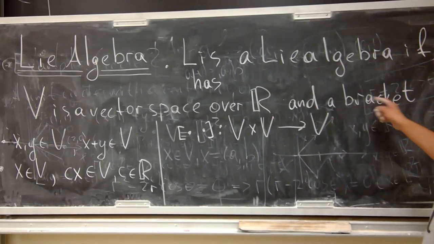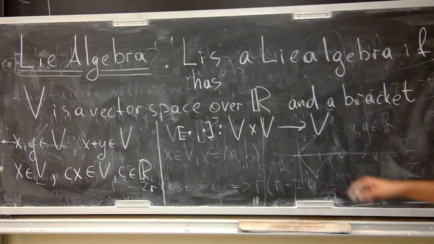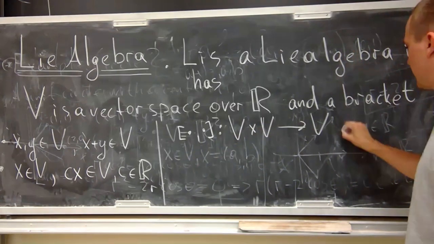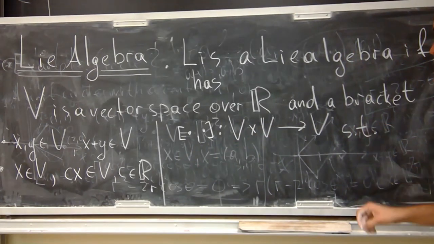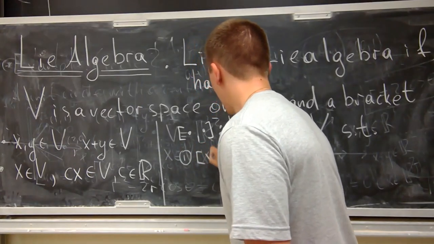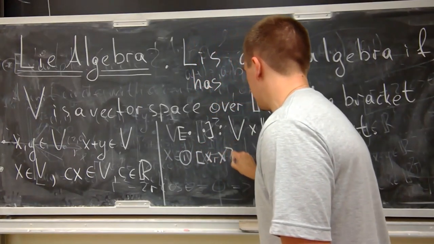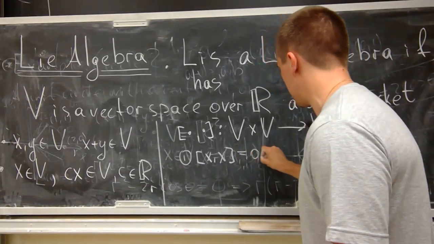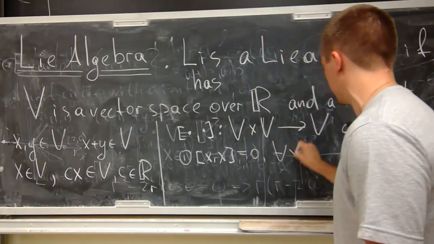But for this bracket, in other words, the bracket is just multiplication. But we use a bracket because we require some specific axioms for it. The first axiom: if you take an element and multiply it with itself, or find the bracket [x, x], then for every element in my vector space, it is going to be equal to zero.